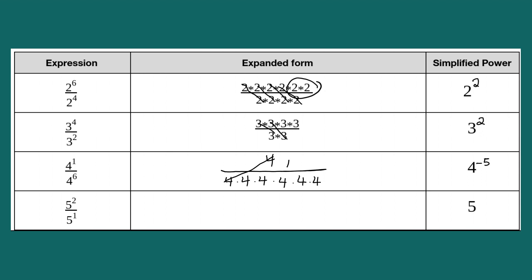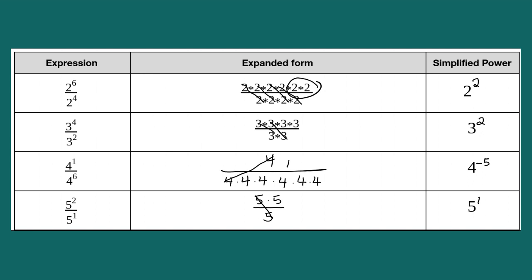And in our last example, we have 5 to the 2nd power, 5 times 5, divided by 5 to the 1st power, which is just 5. So we have one pair that we can make, and we're left with just 5 to the 1st power.